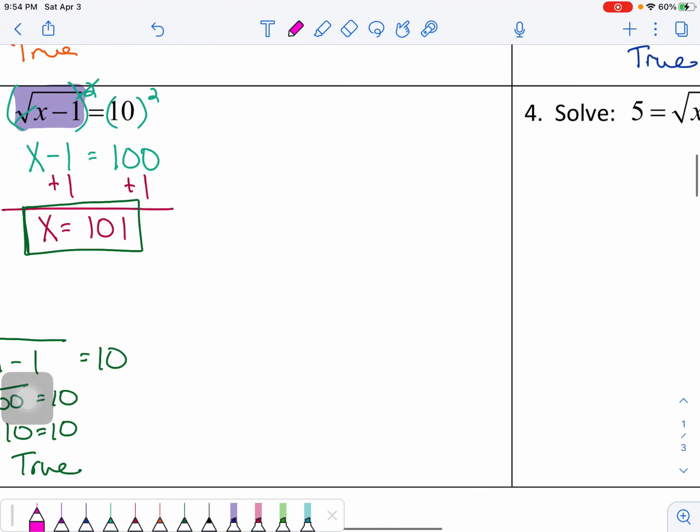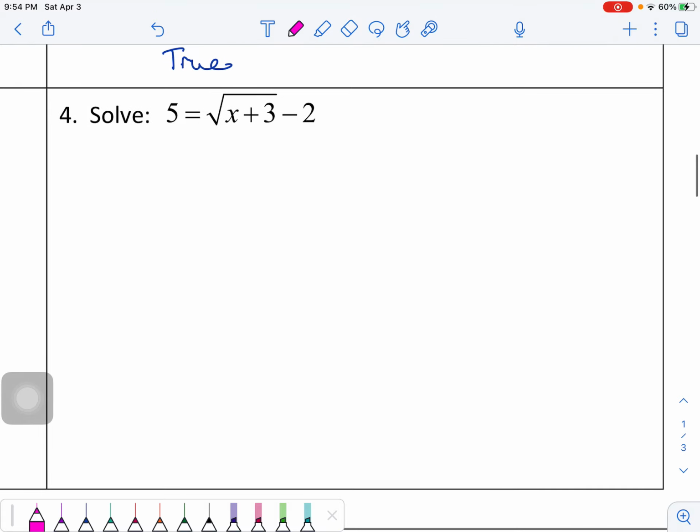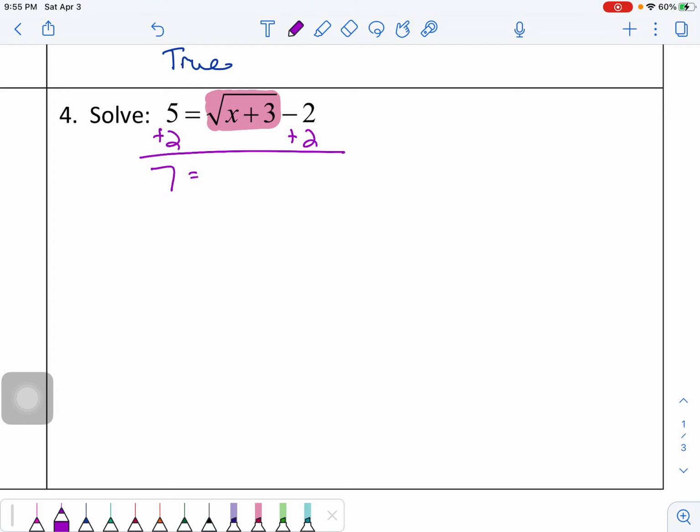Last problem for this video. Problem number 4. First thing I always want to do is find my root and get rid of anything that's on the same side as that root. In this case, that means I need to add 2. So I'm going to add 2 to both sides. So 7 is equal to the square root of x plus 3.